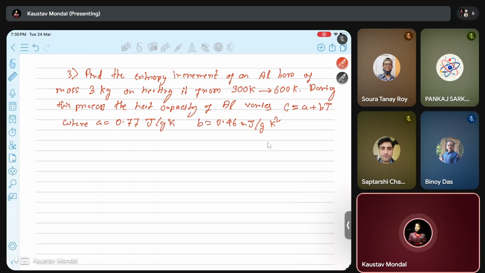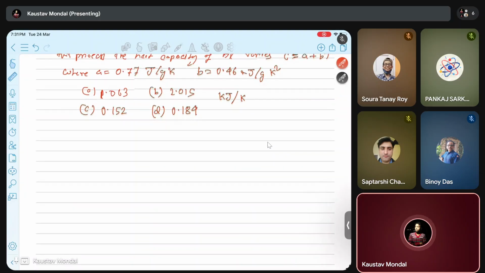Basically, you have to calculate the change in entropy. Options are also given. Option A is 1.063, option B is 2.015, option C is 0.152, and option D is 0.184 kilojoule per Kelvin.